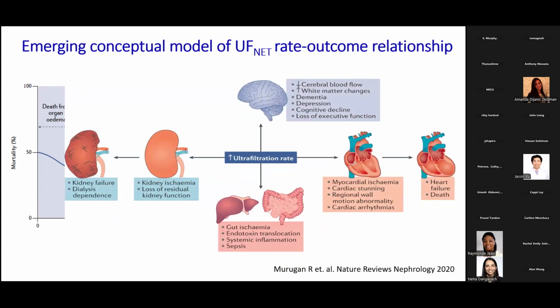And the explanation, of course, is that compromising perfusion to the organs can really affect outcomes in the patient. And this could be at multiple organ levels. And I just showed you the data on the kidney recovery that was very convincing in this relationship.